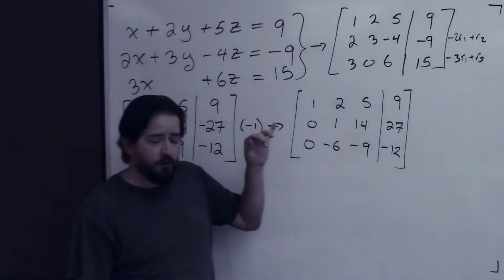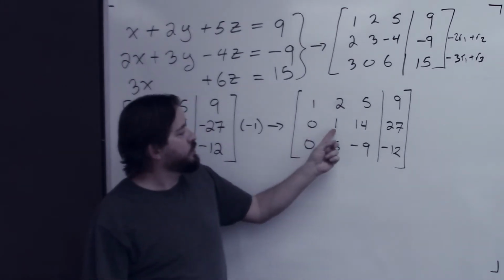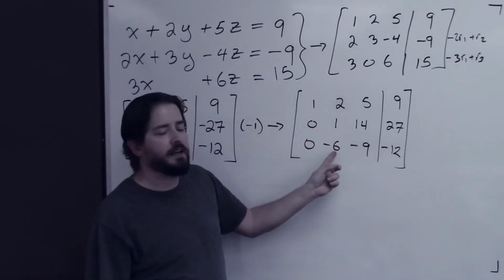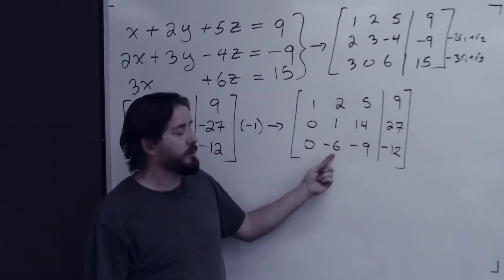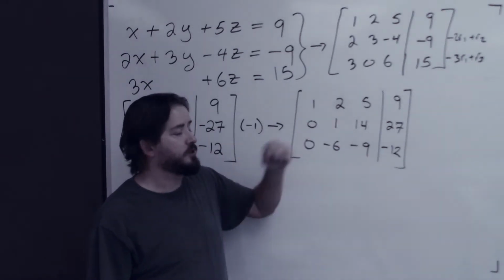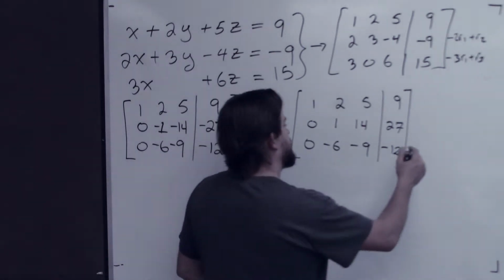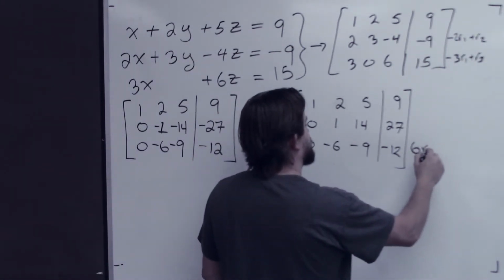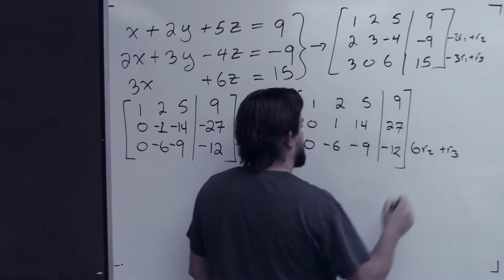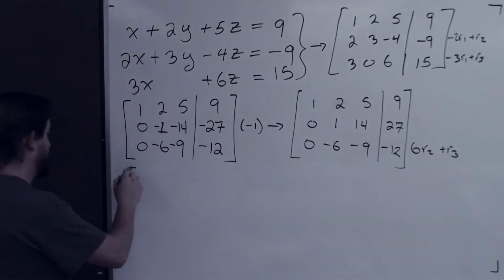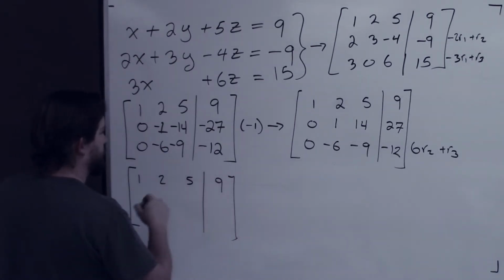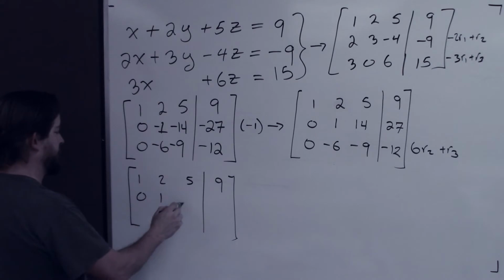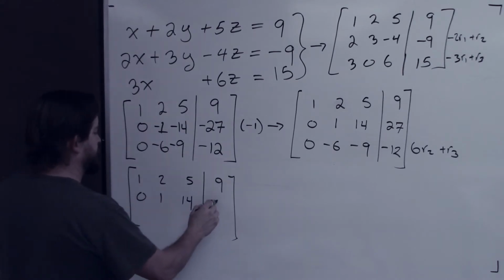Now, again, if I were doing Gauss-Jordan elimination, I would use this 1 to eliminate the 2 and the -6. I'm specifically doing only Gaussian elimination, so I'm going to eliminate this -6 and leave the 2 alone. So that is to say, I'm going to take 6 row 2s and add it to row 3. This gives me 1, 2, 5, 9. 0, 1, 14, and 27.